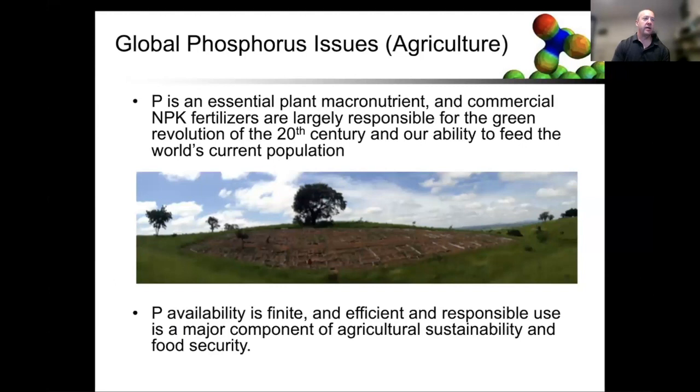So if you're not a soil scientist, then I'll give you a little bit of background on phosphorus. It's essential for plants and animals to grow. It's a macronutrient. And in fact, the development of commercial nitrogen, phosphorus, potassium fertilizers is responsible for the green revolution and our ability to feed all the people that are in the world today. However, the availability of phosphorus is finite. It's a natural resource that's mined. And so efficient and responsible use of that fertilizer is a major component of global food security and also agricultural sustainability.